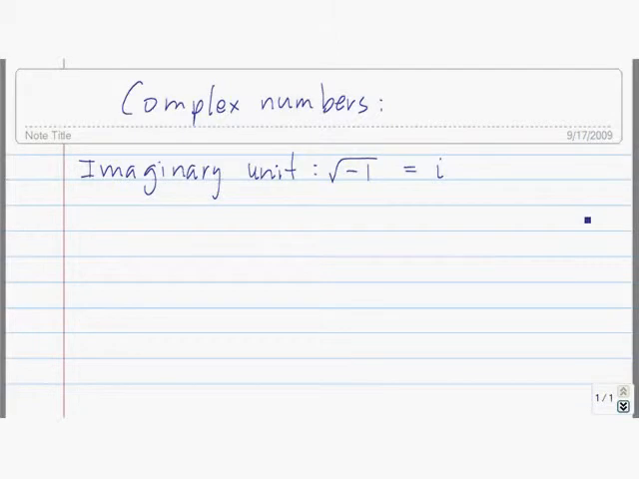The fundamental component of complex numbers is the imaginary unit, and this gives meaning to the square root of -1. We define the square root of -1 to be equal to i.